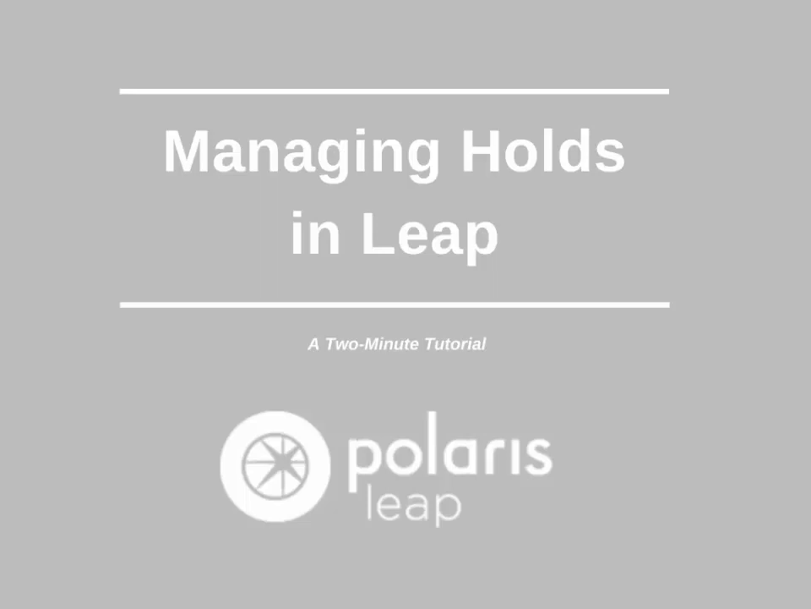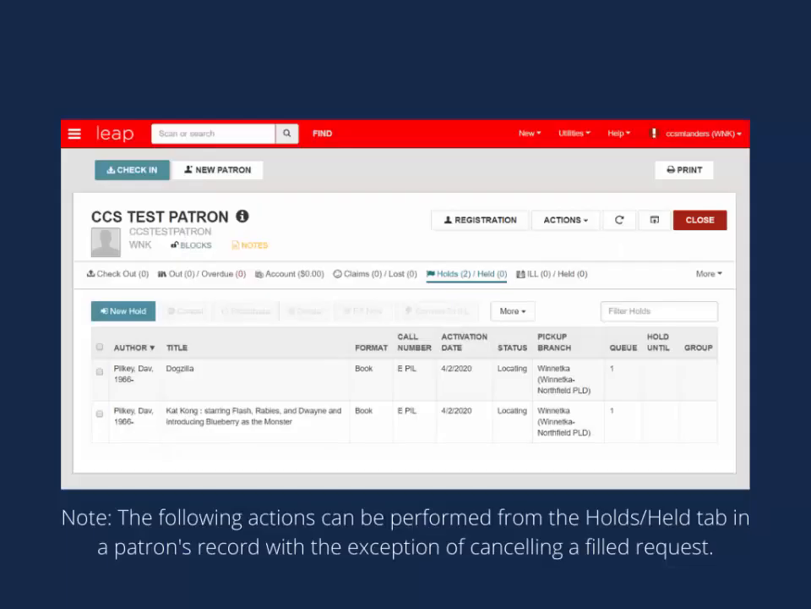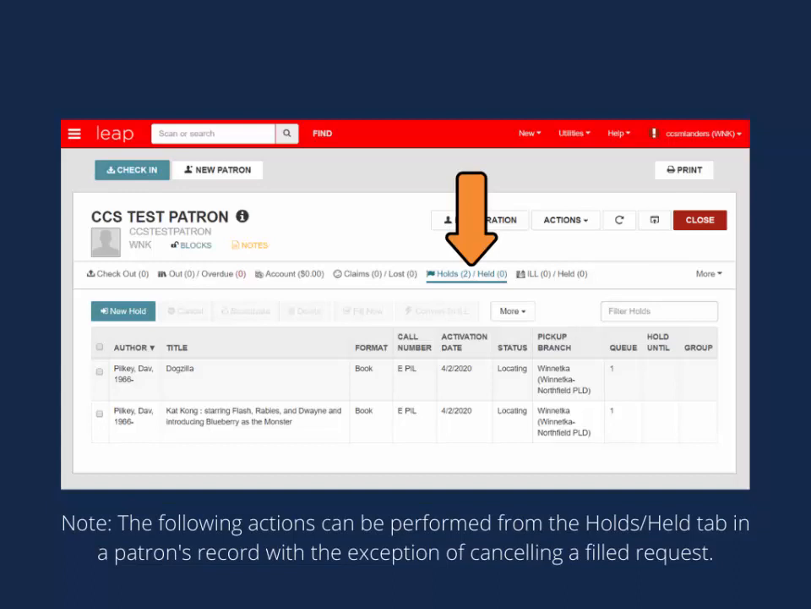This 2-minute tutorial is part 3 in our series all about holds. This video will look at how to manage holds in a patron's record, including how to cancel a held item. Please make sure to review the accompanying handout. The following actions can be performed from the Holds Held tab in a patron's record.